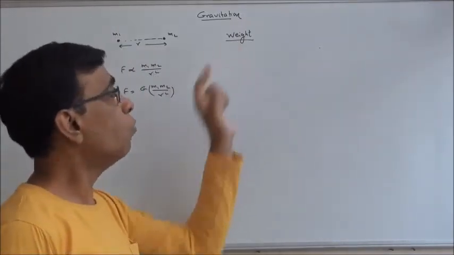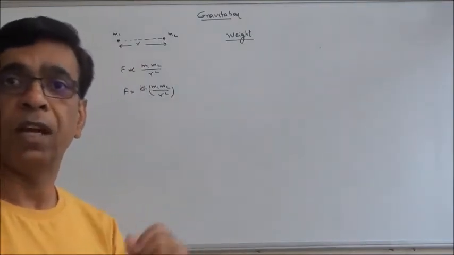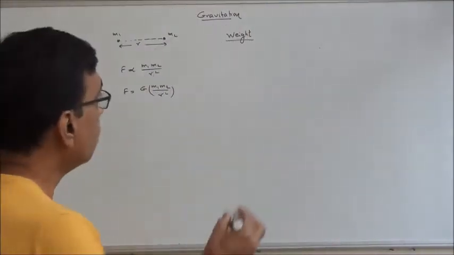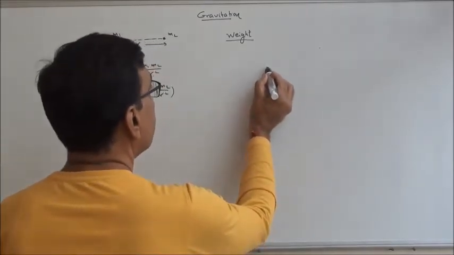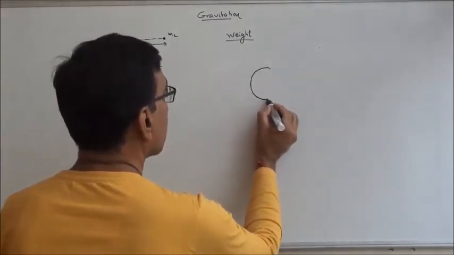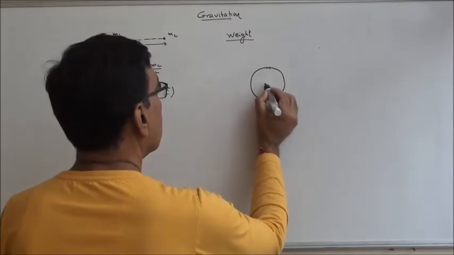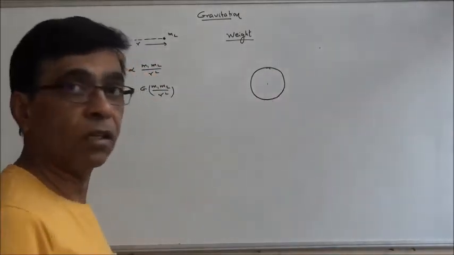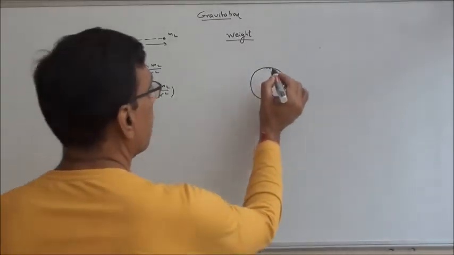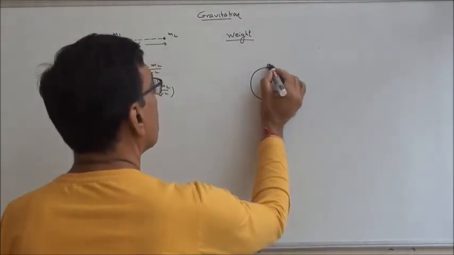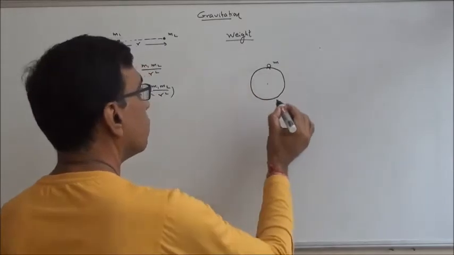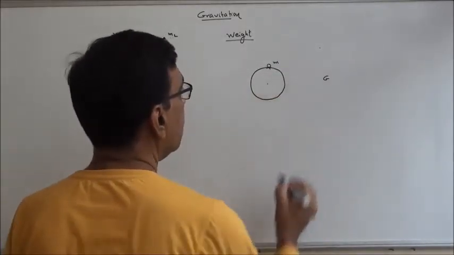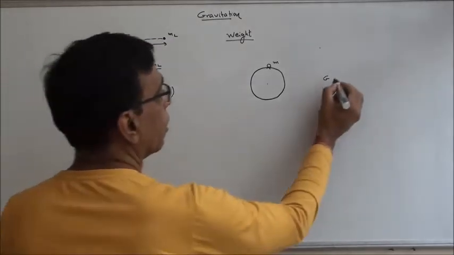Now let us define what weight is, though we have done it in an earlier class also. Weight means the gravitational force of Earth. So if I take Earth, I am taking it spherical, and there is an object of small mass m. So what is the gravitational force acting between them? G m1 m2 by r square.